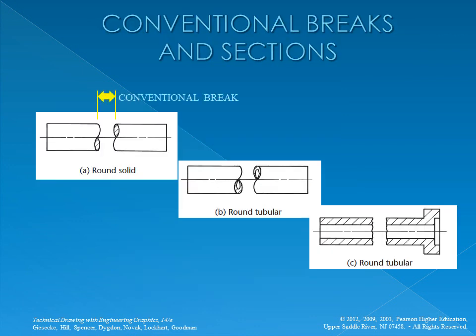Conventional breaks are used to shorten the view of an object that is too long to show clearly at one scale on the drawing sheet. Cross-hatching is often used when showing a conventional break.